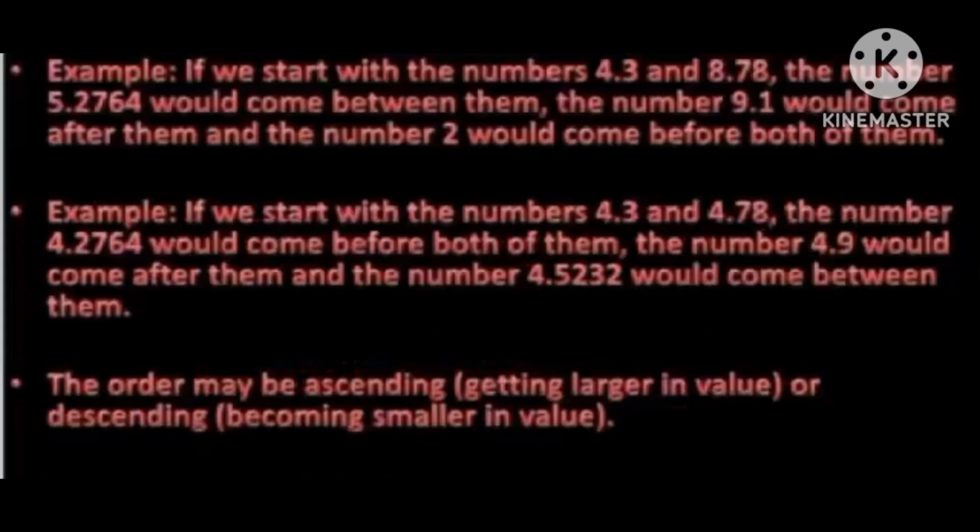Example, if we start with the numbers 4.3 and 4.78, the number 4.2764 would come before both of them. The number 4.9 would come after them, and the number 4.5232 would come between them. The order may be ascending, getting larger in value, or descending, becoming smaller in value.